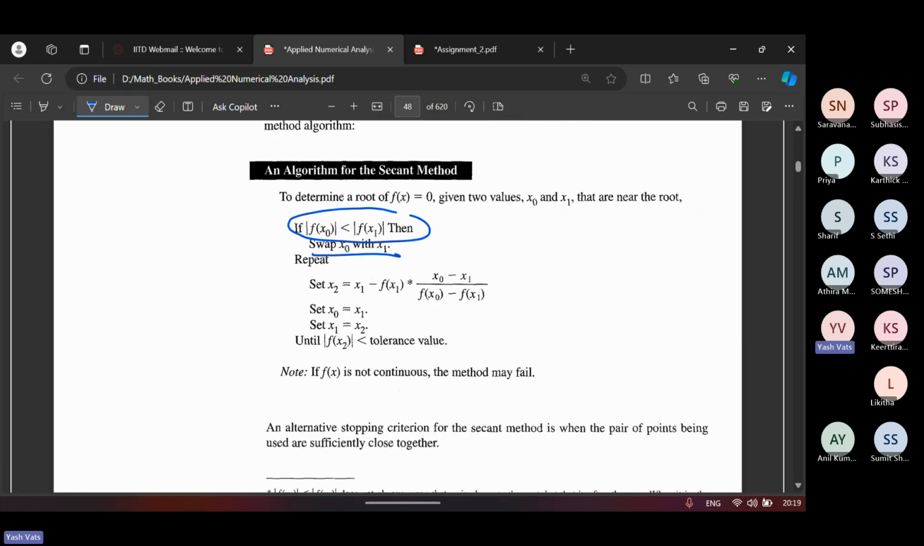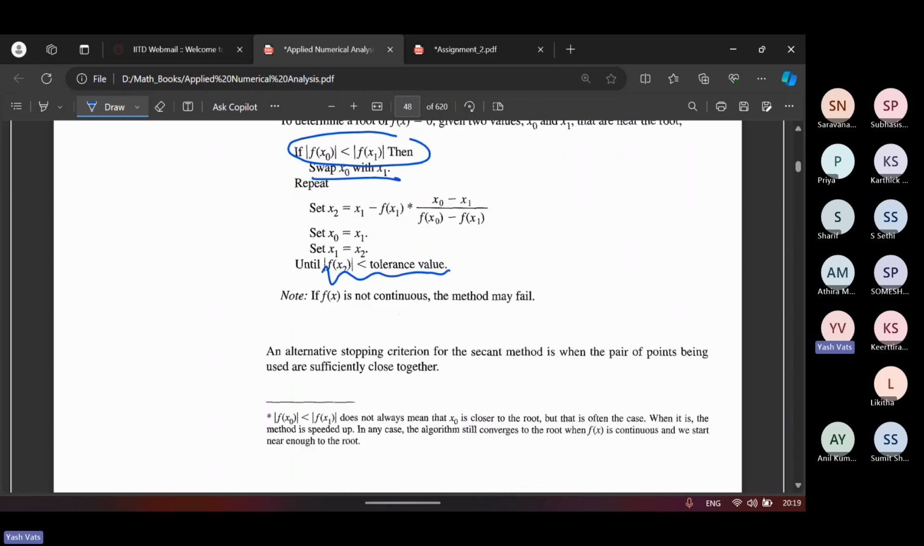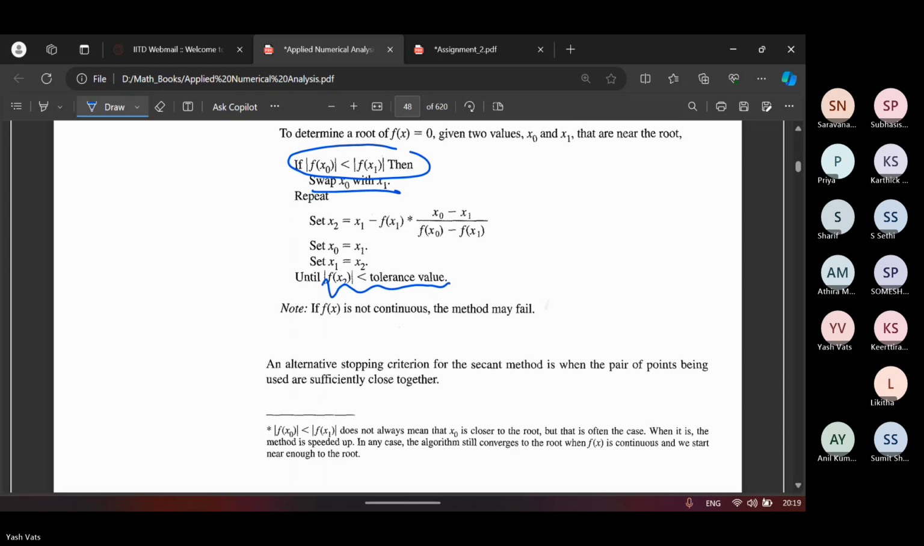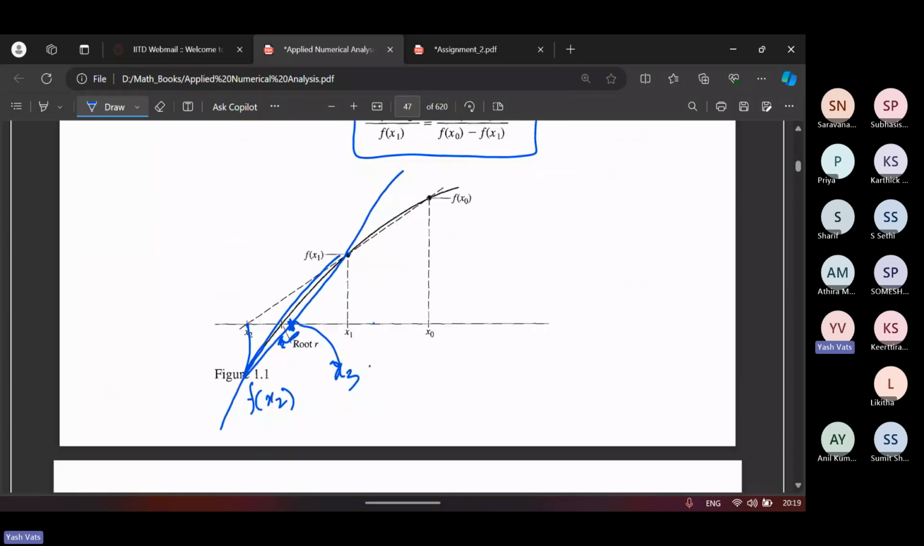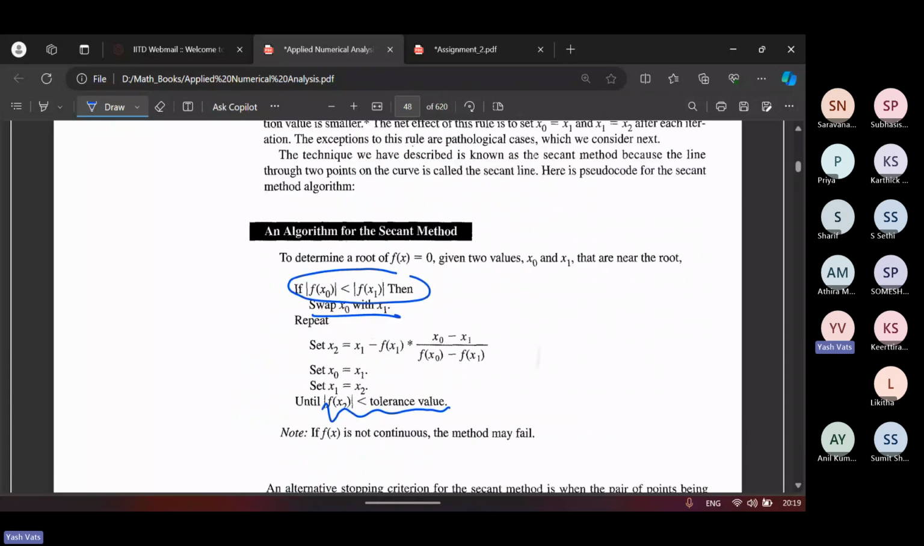And you continue until some tolerance value is met, comparing the function value at the first iteration point, the second iteration point, and so on. Of course you need to choose x naught and x1 closer to the root, otherwise the method may fail, I think.